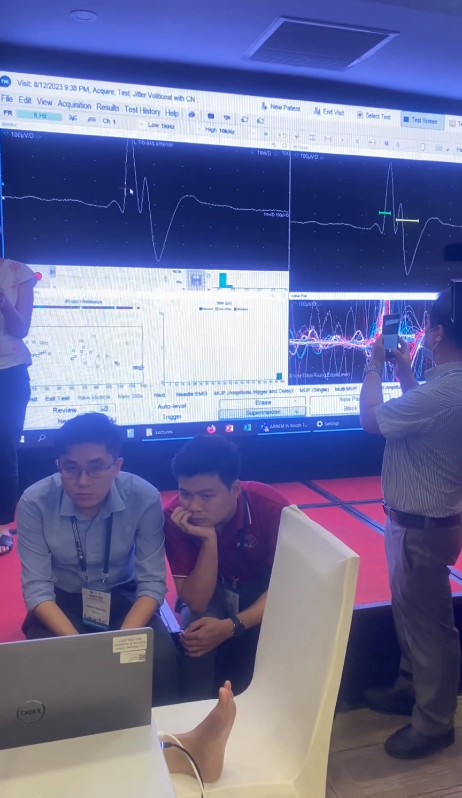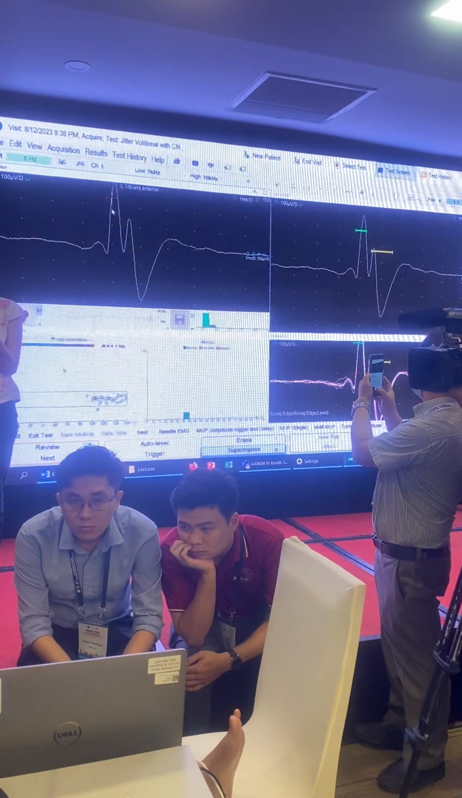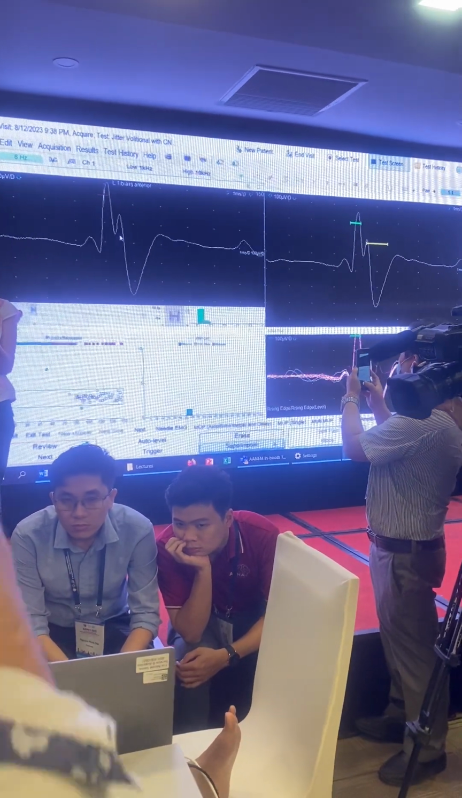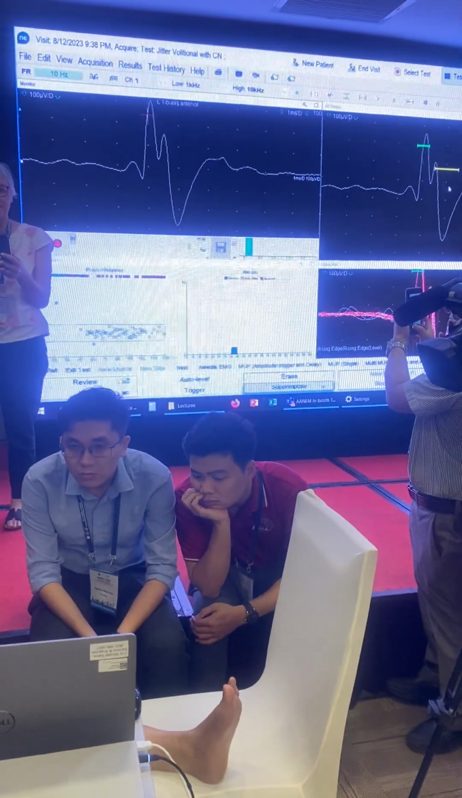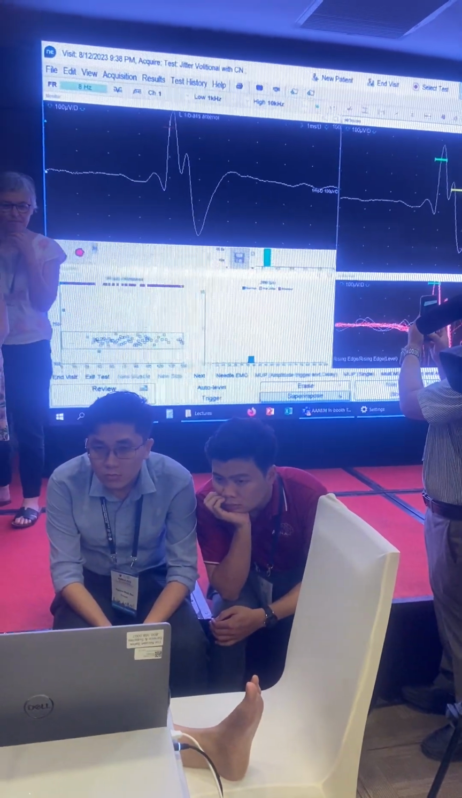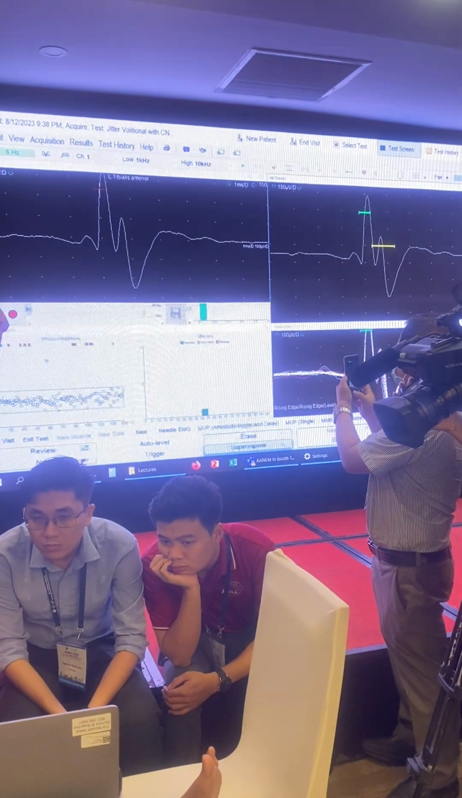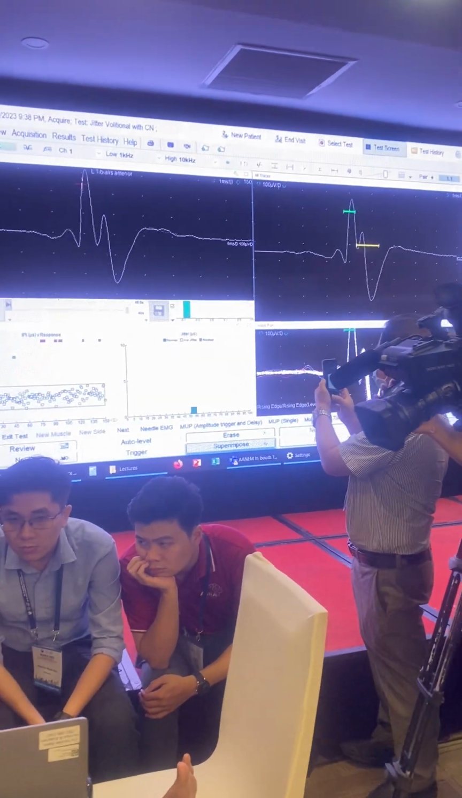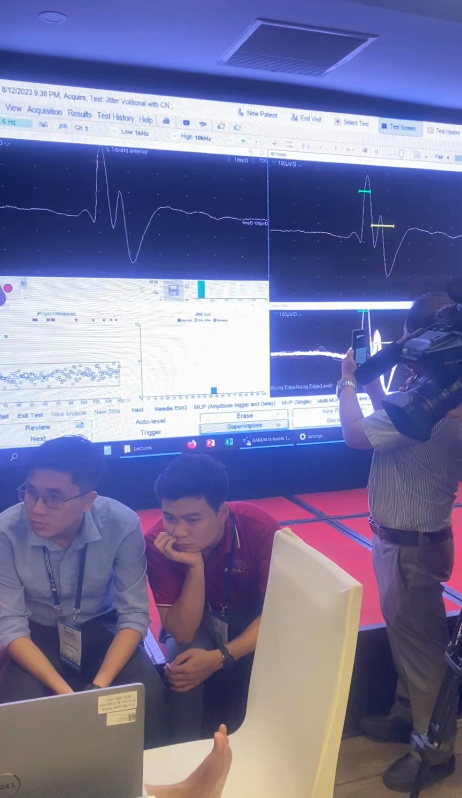Okay, so now you can see over here. Here is one spike. Here is another spike. And the machine is trying to measure the time interval between the two. You see, this is the interpotential interval. That is your jitter, actually, how it is going up and down.